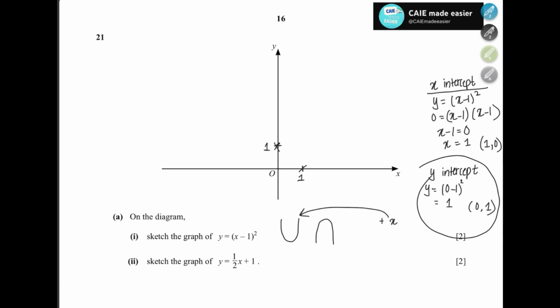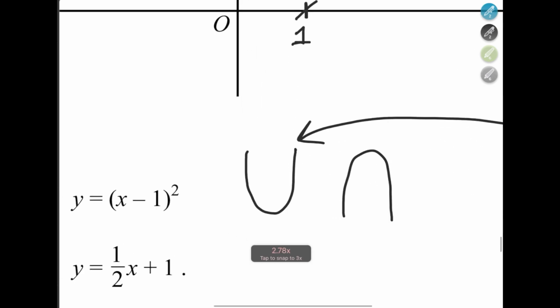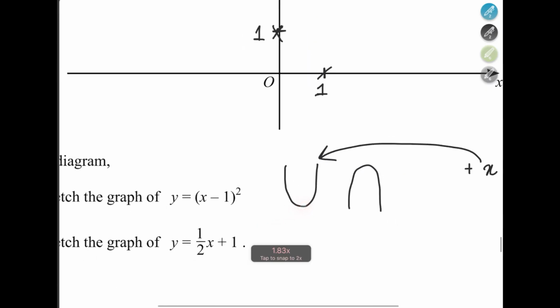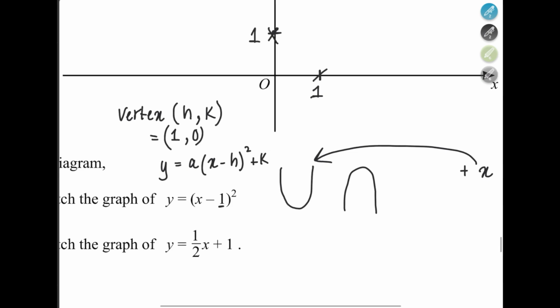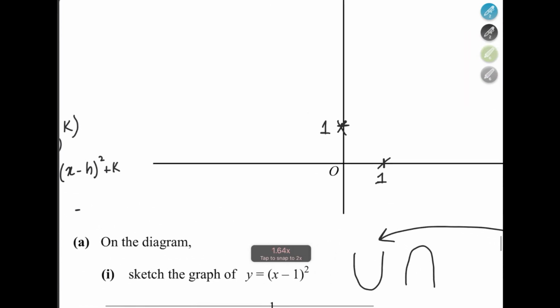Vertex is basically the highest or the lowest point in the graph. So basically for us it would be this point. Where is that point? To do that, we need to write the equation as y equals a times x minus h squared plus k, and the vertex would then be h comma k. So what is h for us? H is 1, and what is k? K is 0. So our vertex here is 1 and 0.